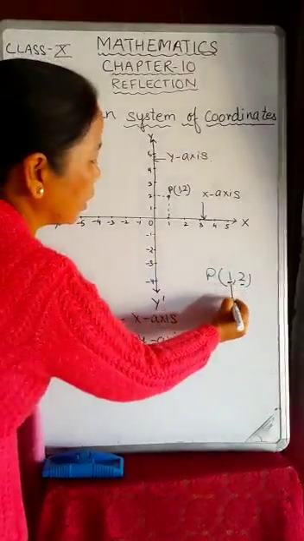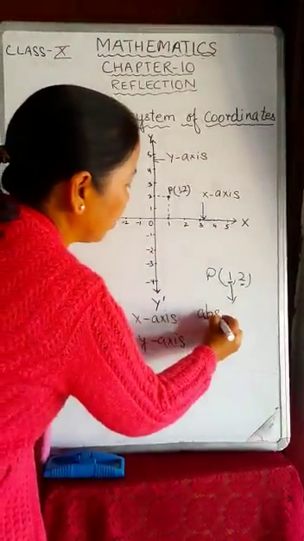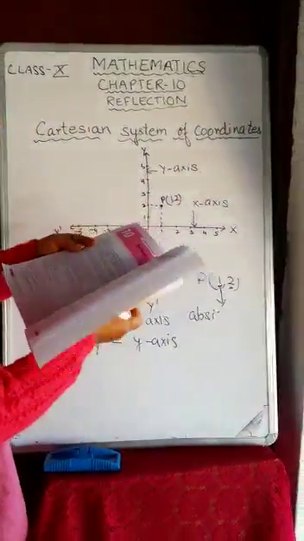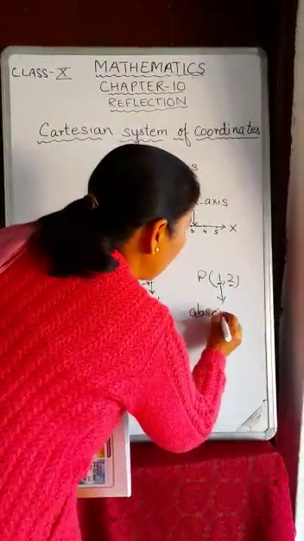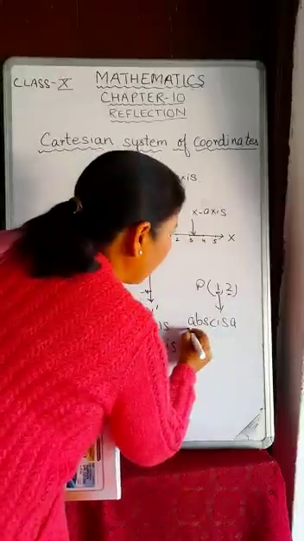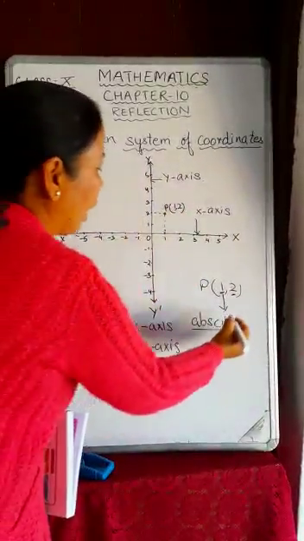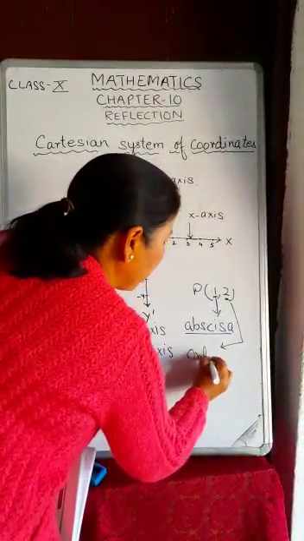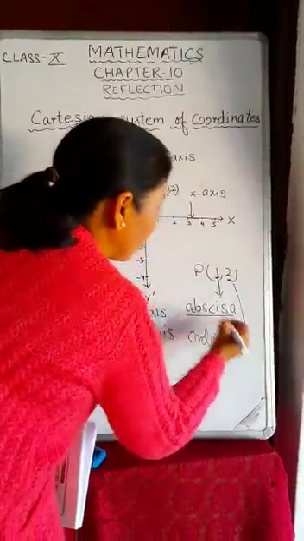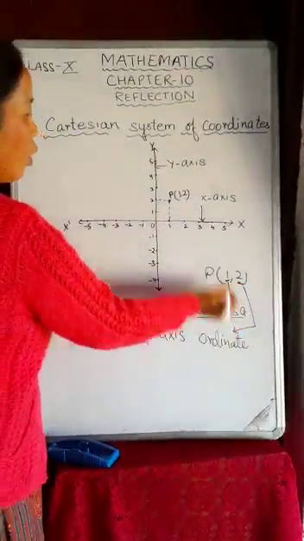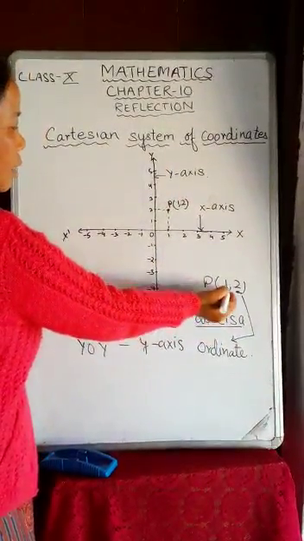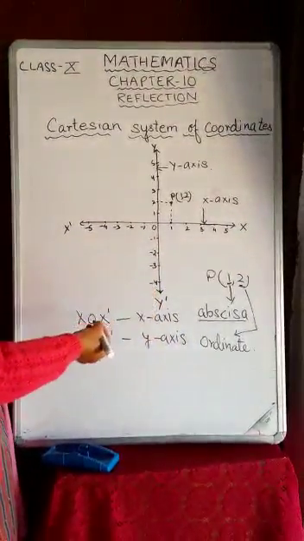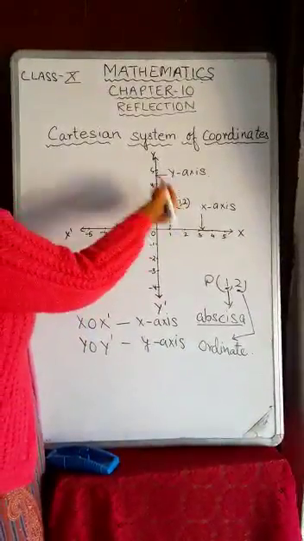The first number is called the abscissa, A-B-S-C-I-S-S-A, and this is located on the x-axis. The second number is called the ordinate. So we will see the ordinate on the y-axis and the abscissa on the x-axis. In the next topic, we'll discuss how to reflect a point from one side of an axis to the other.